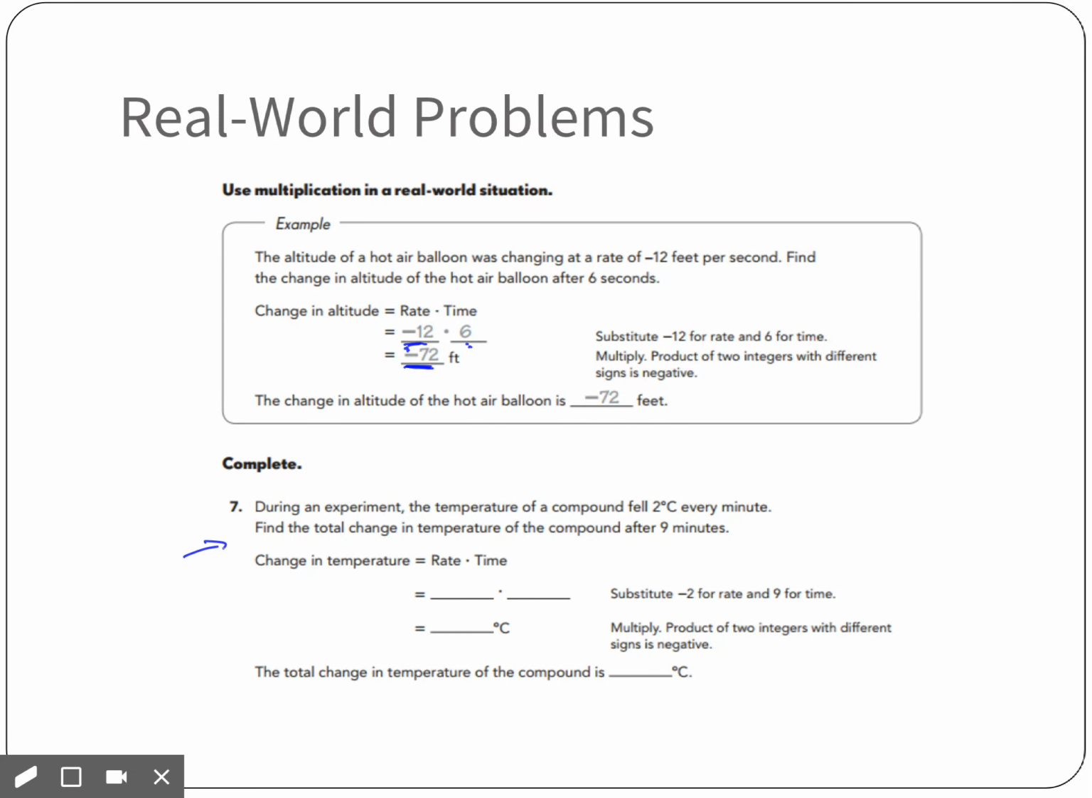Let's look at number 7. During an experiment, the temperature of a compound fell 2 degrees Celsius every minute. It fell, so that means it's a negative 2 degrees. Find the total change in temperature of the compound after 9 minutes. So that tells us we're multiplying it times 9. I have a negative times a positive here, so I know my answer is going to be negative. 2 times 9 is 18. So the total change in temperature of the compound is negative 18 degrees Celsius.